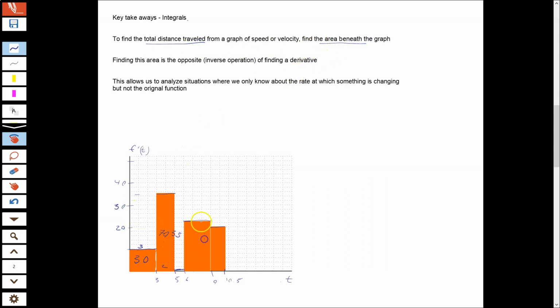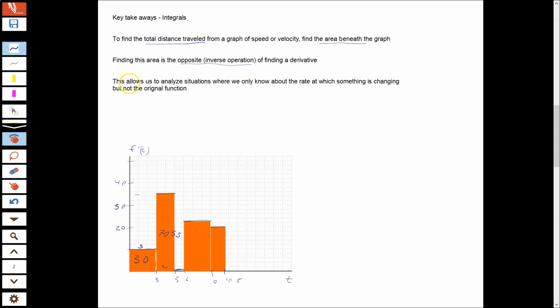So here is our graph from before, right? This was a graph of speed. The area of these rectangles represented distance. Okay. This is the opposite, and by opposite we mean inverse operation, just like addition and subtraction. That's the opposite of finding a derivative, right? So this is the first integral we're studying here, is the area underneath this rectangle.